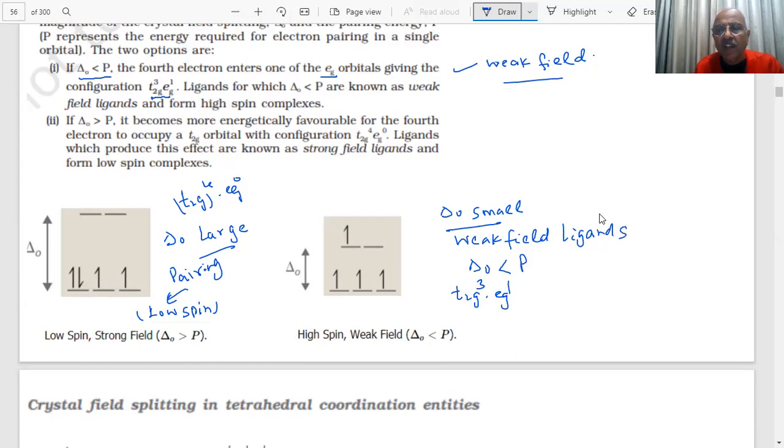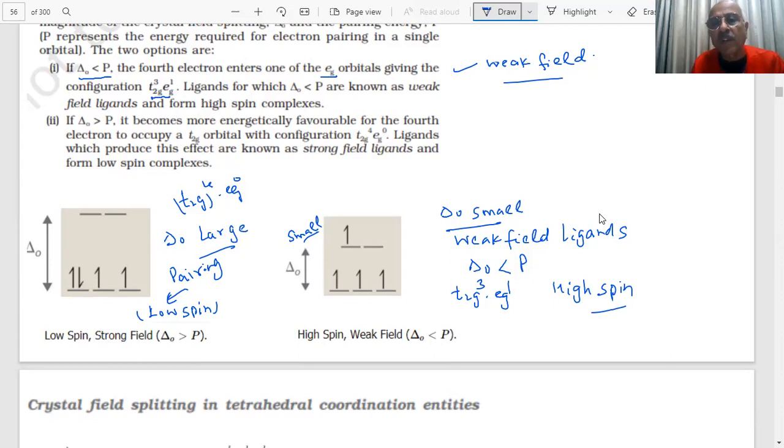Weak field ligands: delta O is small. This energy value is small, and therefore this is a high spin complex. Why is it high spin, students? You see 4 unpaired electrons here, and here you see 2 unpaired electrons. Therefore this is what we call a high spin complex, and the other a low spin complex. So depending on the splitting energy and pairing energy, this will happen.